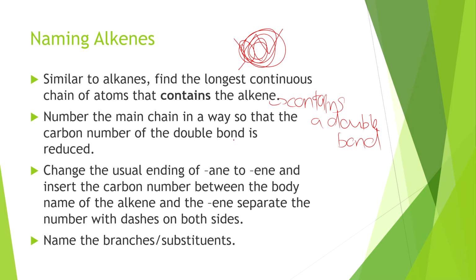Then, you want to number the main chain in a way so that the carbon number of the double bond is reduced. This is similar to numbering substituents that we covered in the last PowerPoint. And then you change the usual ending of ane to ene and insert the carbon number between the body name of the alkane and the ene. Separate the number with dashes on both sides. I'll show you what this looks like in an example right after. And lastly, you want to name the branches and substituents. So let's move on to the example.